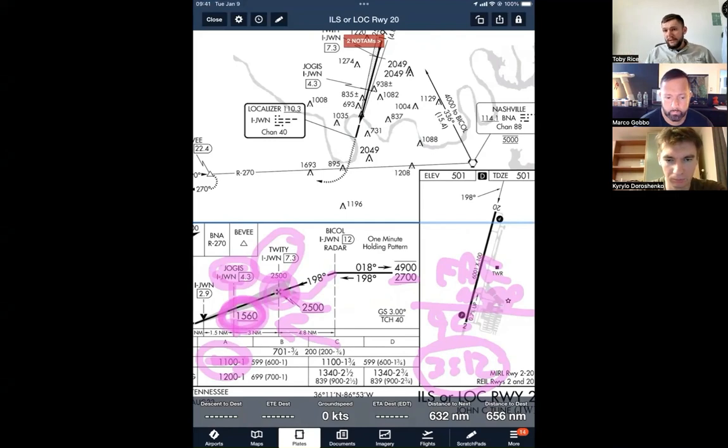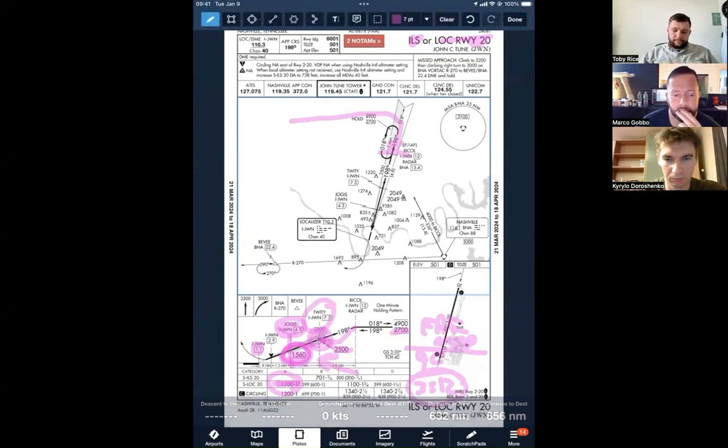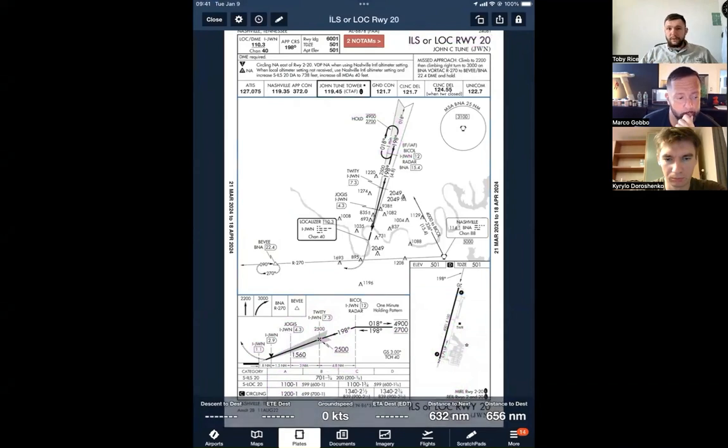Pretty good idea. So those are some of my suggestions for ILS versus localizer. Was that helpful? Yeah, thanks. Sure, no problem.